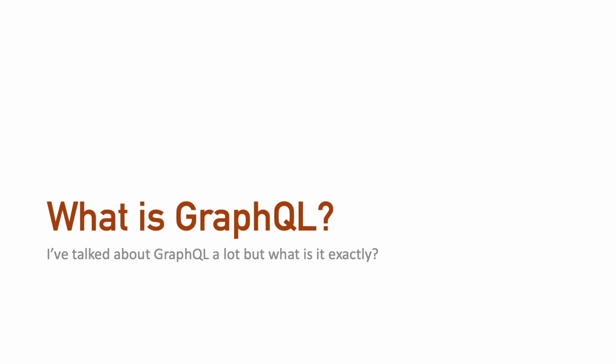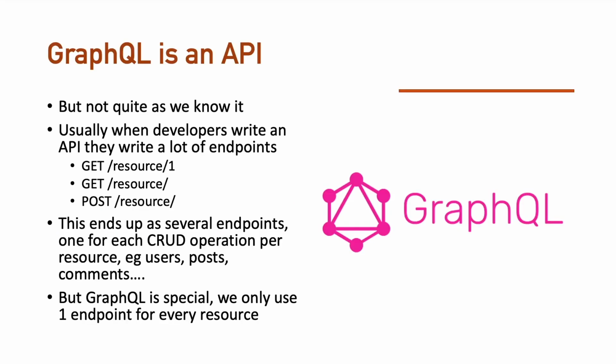Let's start with a big question. What is GraphQL? I've talked a lot about it, maybe in all of my API hacking videos, but I've never really talked about what it is and just assumed people would go and Google it. But now it's time to break that down. So what is GraphQL? What is it exactly? It's an API, kind of. It's an API, but not as we know it.